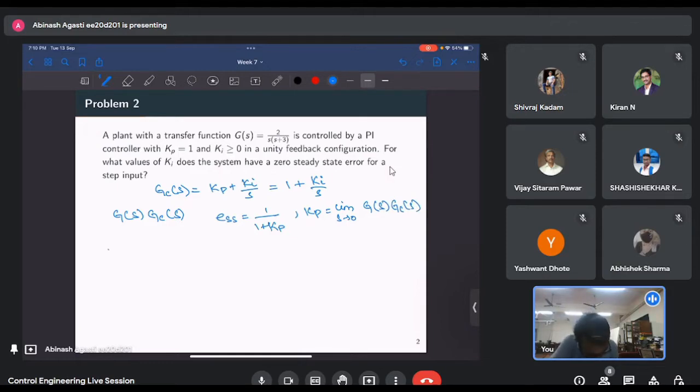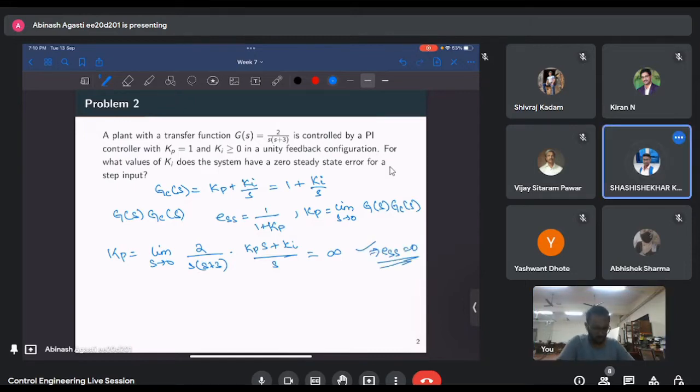So let us find out the Kp for this. Limit s tends to 0, 2 by s into s plus 3 into Kp plus Ki by s. So what is this value? Infinity. Yeah. So now you see that this is infinity. So this implies ESS is 0.